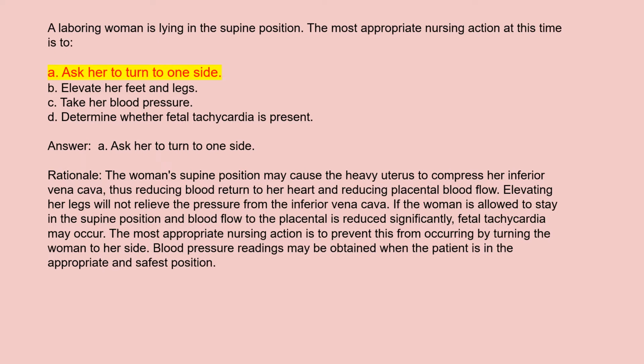If the woman is allowed to stay in the supine position and blood flow to the placenta is reduced significantly, fetal tachycardia may occur. The most appropriate nursing action is to prevent this from occurring by turning the woman to her side. Blood pressure readings may be obtained when the patient is in the appropriate and safest position.